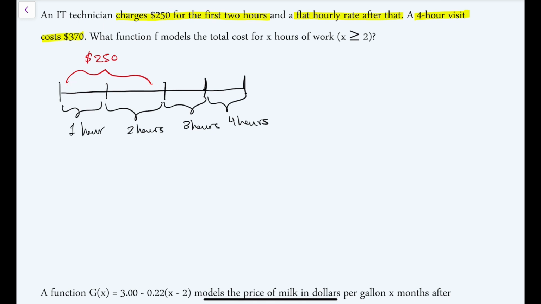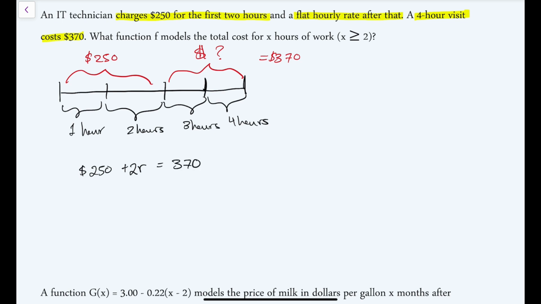After that, there's some sort of fee, right? Some sort of amount here of dollars. We don't know how much yet. But we know the total cost for this will be $370 for these 4 hours. So we can break this down just like we did before. We're going to say $250 plus some sort of rate, R, multiplied by the amount of additional hours, which is 2, right? We have the 3rd hour and the 4th hour that we're still missing. So 250 plus 2R is equal to 370.